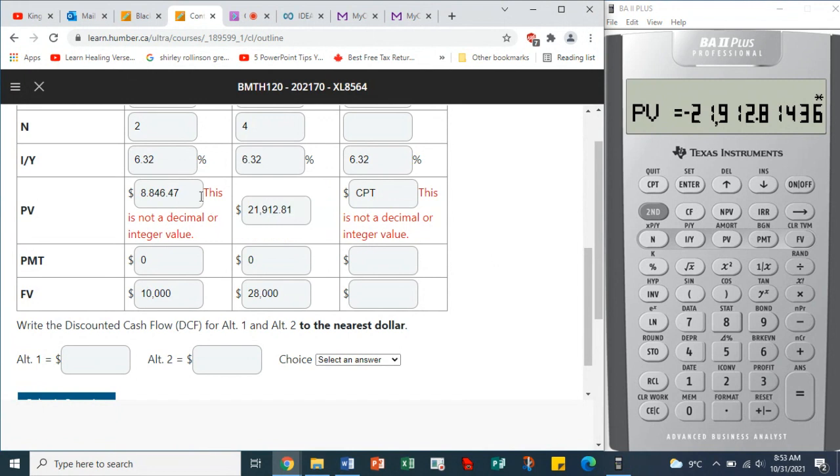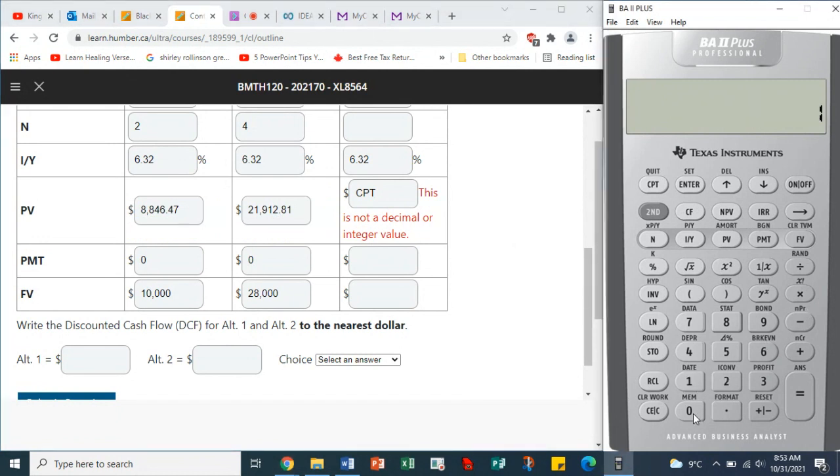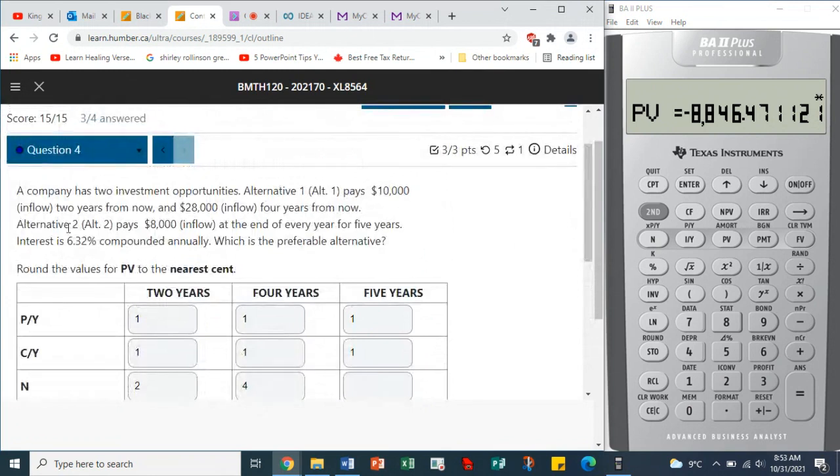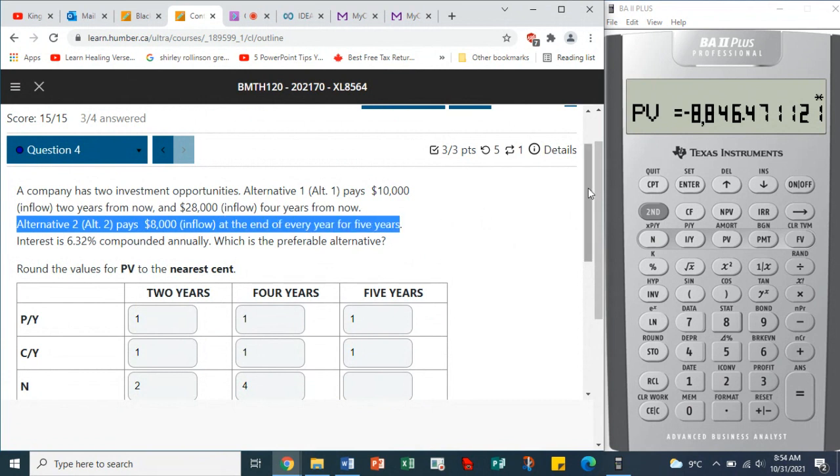All right, so here, yes, this should be corrected, and there we are, 8846.47. I think that was the number before, but we could also go and check it again. We put in 2 for N, and then compute present value, yeah, 8846.47, so that is correct. Now for alternative 2, alternative 2 pays 8,000 at the end of every year for 5 years.